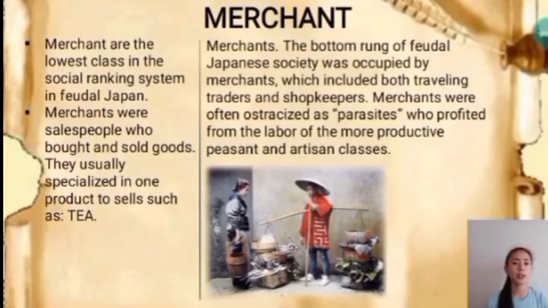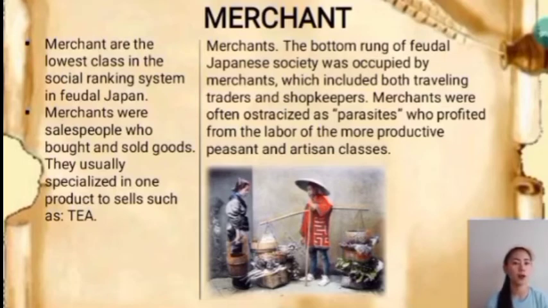Merchant. Merchants were the lowest class in the social ranking system in feudal Japan. Merchants were salespeople who bought and sold goods. They usually specialized in one product to sell, such as tea. The bottom rung of feudal Japanese society was occupied by merchants, which included both traveling traders and shopkeepers.